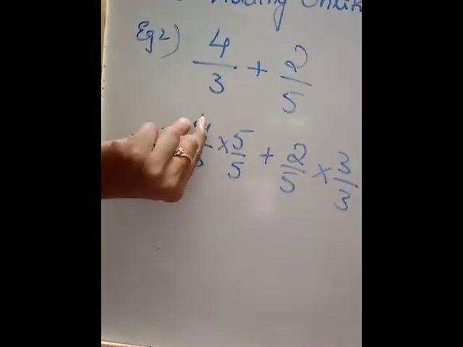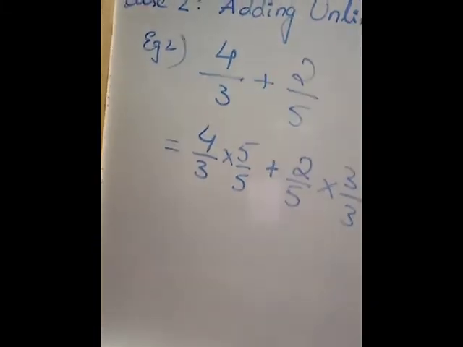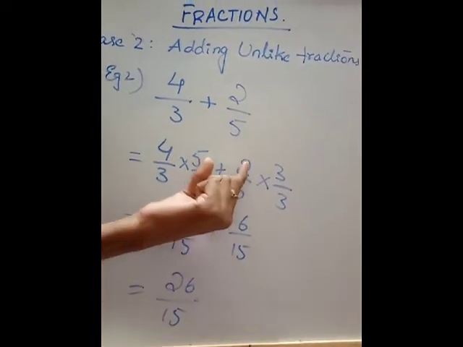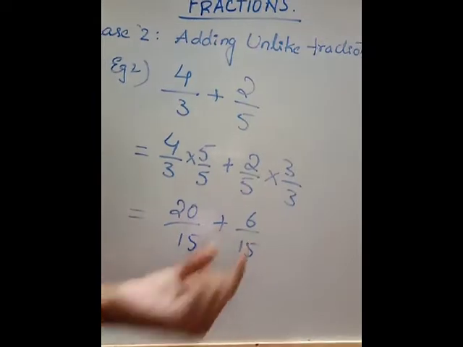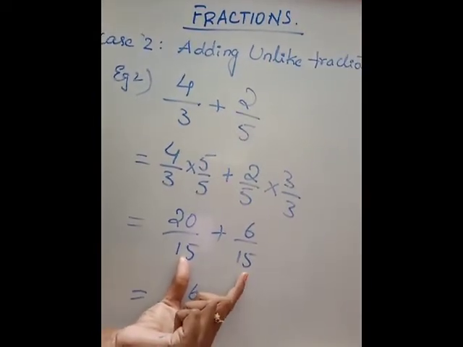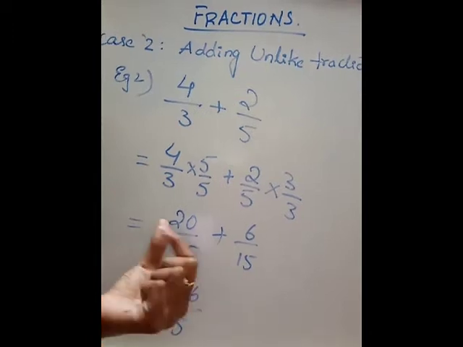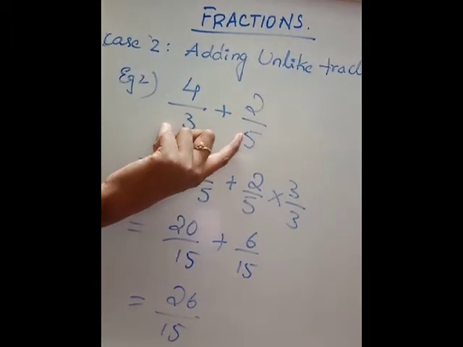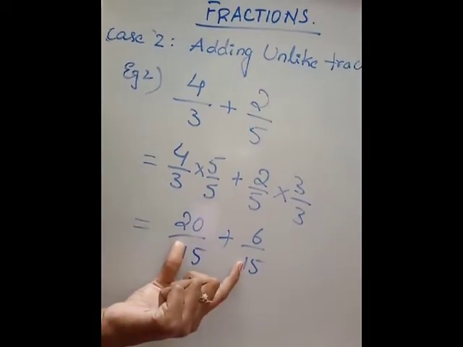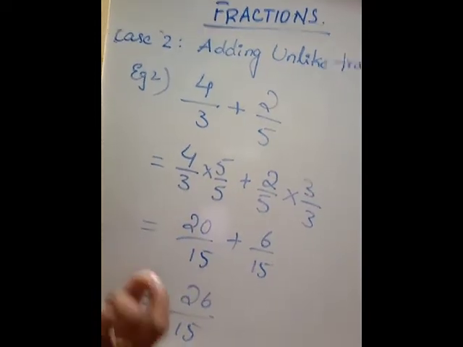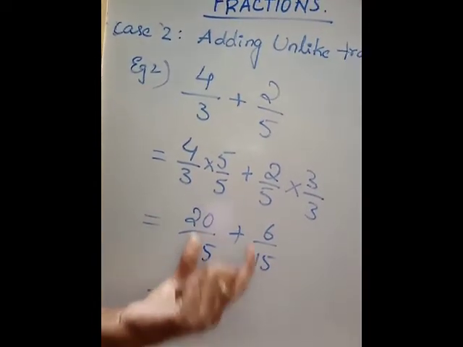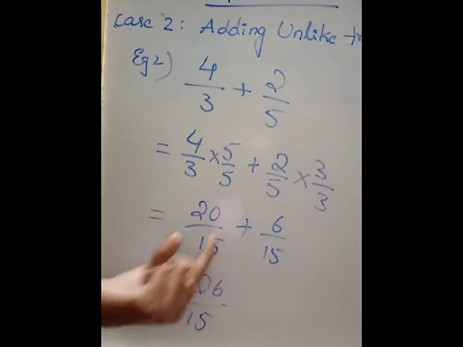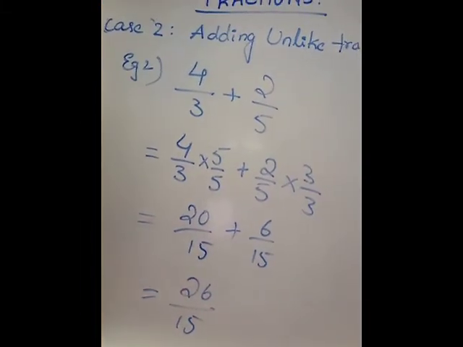Directly you multiply now. 4 into 5, 20. Now 4 5s are 20, 3 5s are 15, 2 3s are 6, 5 3s are 15. Now you can observe the denominators 15, 15. So denominators are equal. These two are like fractions. So I converted the unlike fractions to like fractions by cross multiplication. When these two are like fractions, what is the procedure? Add the numerators with the same denominator. 20 plus 6, 26, and the common denominator 15. So 26 by 15 is the answer.